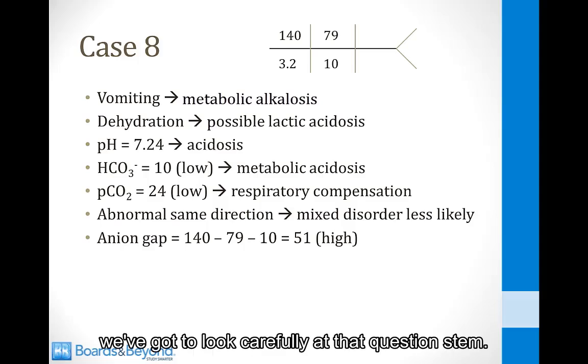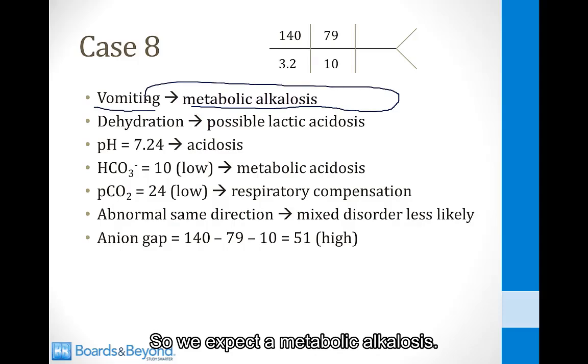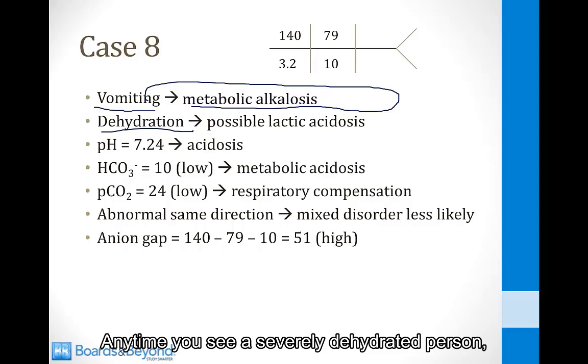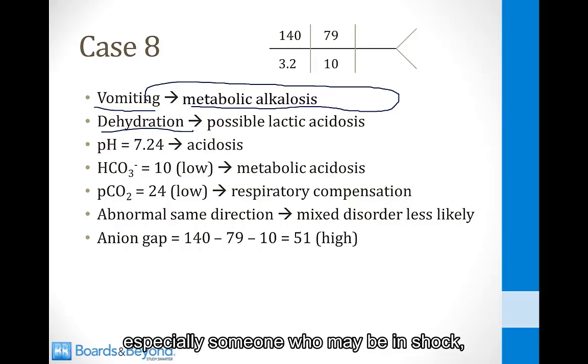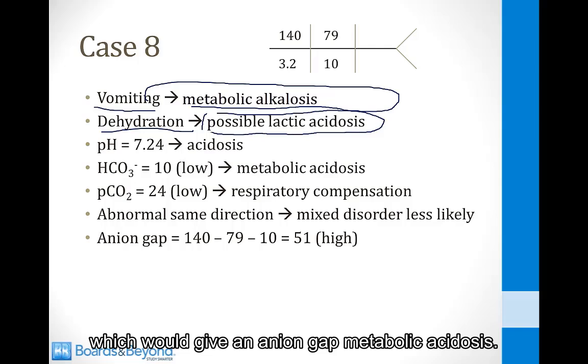So once again, we've got to look carefully at that question stem. She's been vomiting, so we expect a metabolic alkalosis. She also is dehydrated. And anytime you see a severely dehydrated person, especially someone who may be in shock, you have to wonder if there's going to also be a lactic acidosis, which would give an anion gap metabolic acidosis. So let's look at the numbers.